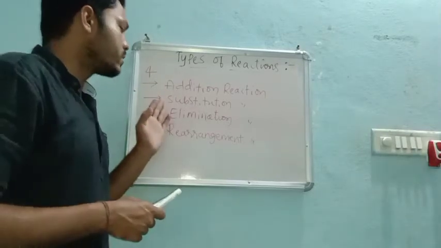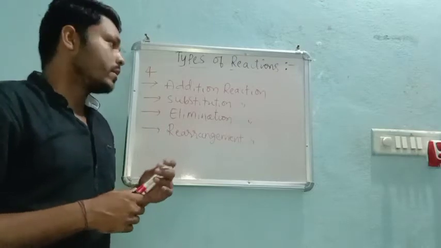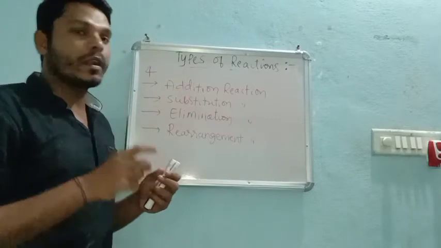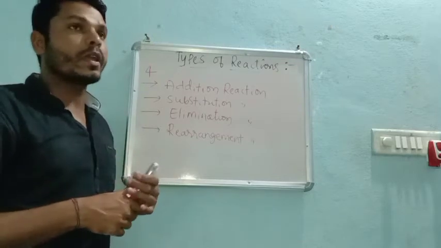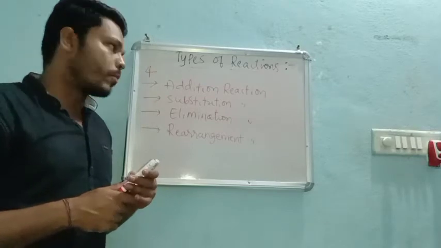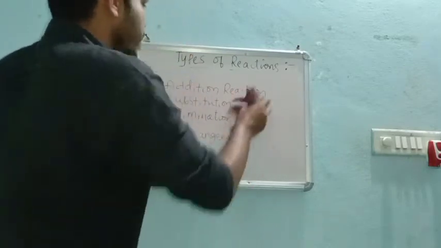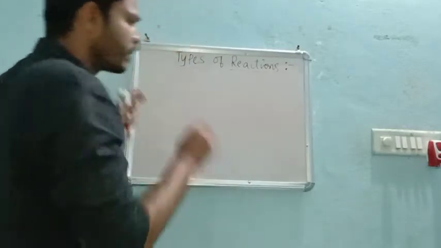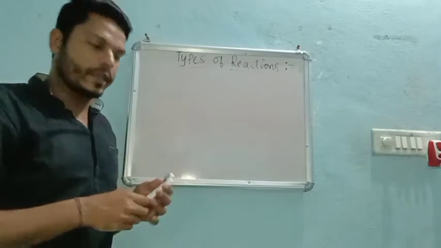Why do so many types of reactions take place in organic compounds? Because organic compounds have the capacity to exist as double bonded, triple bonded, as well as single bonded compounds. That's why we can see different types of reactions in organic compounds, especially in the case of carbon. You have already studied these reactions in your lower classes. I will just give you a definition and try to explain by giving one example.